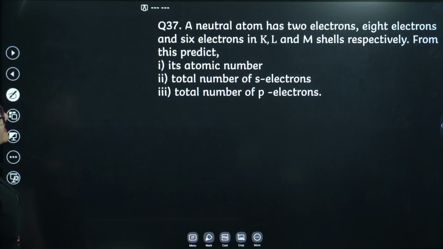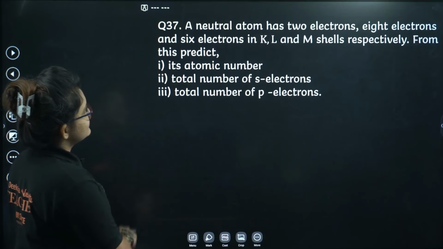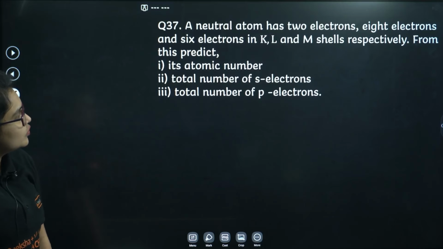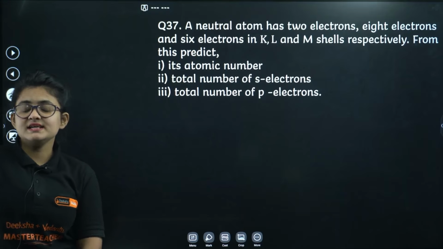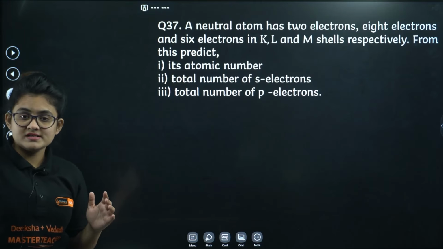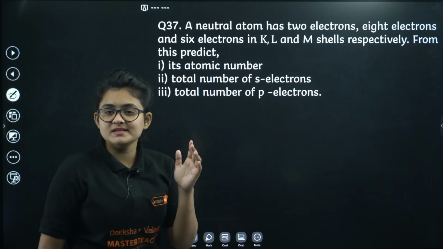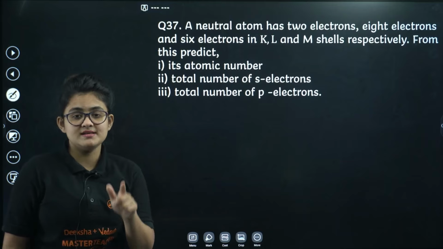Okay, a neutral atom has 2 electrons, 8 electrons and 6 electrons in the K, L, M shells. From this, predict the atomic number. Let's count the number of electrons: 8 plus 6 plus 2 comes to 16. So 16 is the number of electrons present, so the number of protons will be 16 as well. So the atomic number is 16.